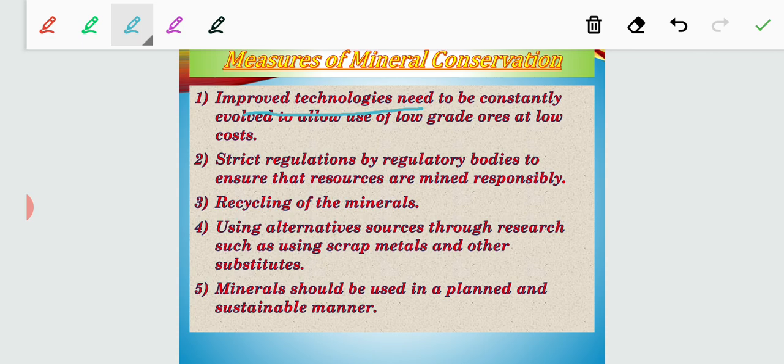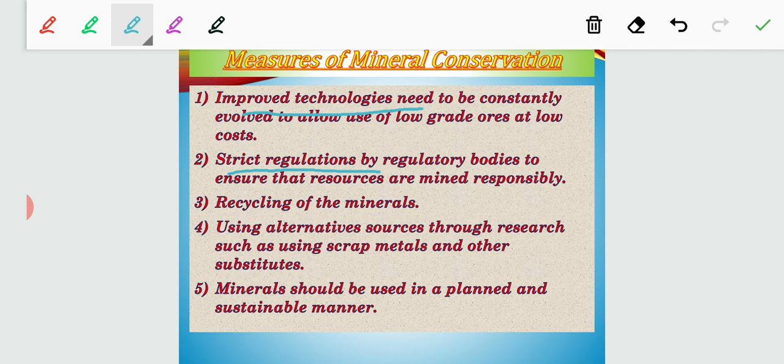Secondly, strict regulations by the regulatory bodies to ensure that resources are mined responsibly. Now, there is a strict regulation. Basically, those who are there in the industries related to the mineral, most of the industries are profit oriented. So, when they are profit oriented, they will be indiscriminately using these mineral resources, and at that moment the extraction will be at a large scale, and obviously it will lead to exhaustion of that mineral. So, only the judicious utilization should be there, and that should be strictly controlled by regulatory bodies.